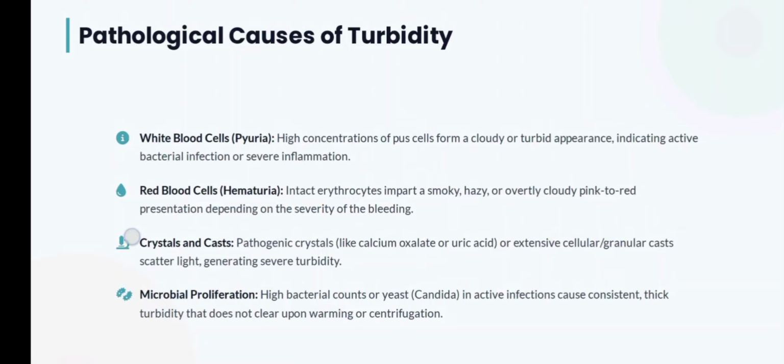Pathogenic crystals like calcium oxalate or uric acid, or extensive cellular granular casts, scatter light, generating severe turbidity. Microbial proliferation. High bacterial counts or yeast, Candida, in active infection cause consistent thick turbidity that does not clear upon warming or centrifugation. Cloudy urine may be caused by white blood cells, red blood cells, bacteria, crystals, or casts. These findings often indicate infection, inflammation, or kidney diseases.